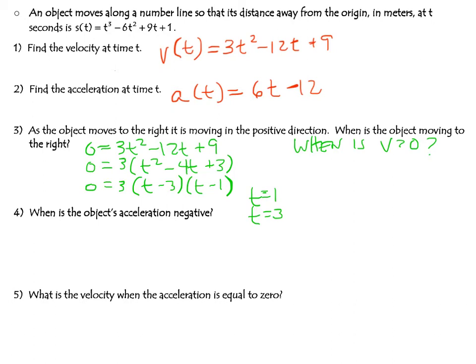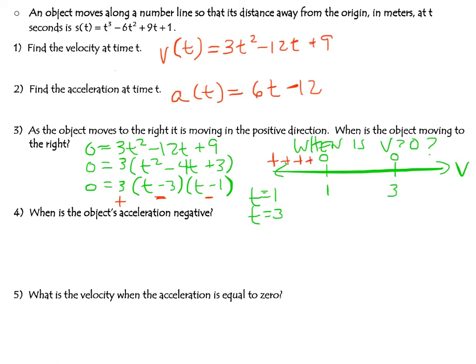So we have two different critical values, basically, for our position function. t equals 1 and t equals 3. So we're looking at the number line for our velocity. Velocity is 0 at those points. So now, let's see what happens in between those and on either side. If we were to put 0 into velocity, I'm going to look at the factored form down here. We're going to get a positive 3 times a negative times a negative. So that's always going to give us a positive value.